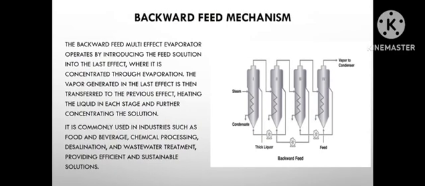Second method is backward feed mechanism. In this, mother liquor is introduced firstly into third evaporator, then is transferred to second evaporator, and at last to first evaporator. This method is used in industries like wastewater treatment, desalination, etc.